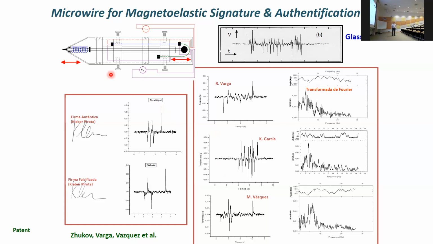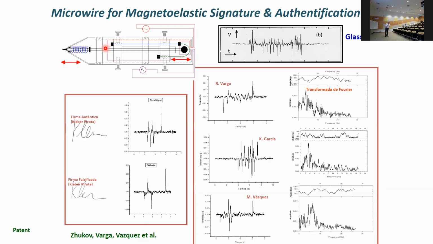So this pen is in principle a normal pen. We have in the axis a microwire which is connected to a spring. Then at the back we have some cables connecting the wire. So when we are writing, we are signing, for example, we are making a mechanical stress on the microwire. As we apply this mechanical stress, the magnetic response of the microwire is a function of this mechanical stress.